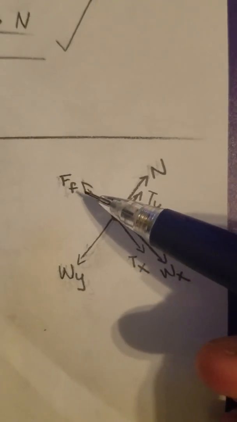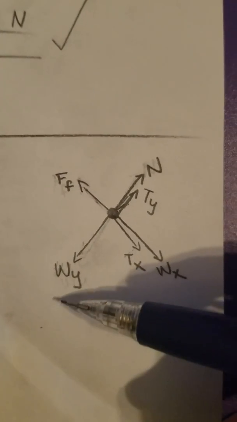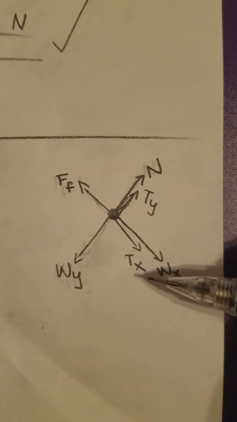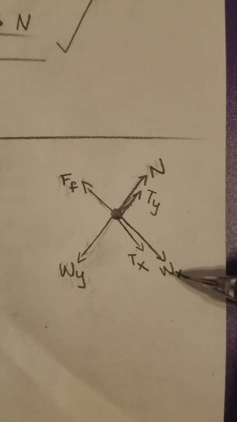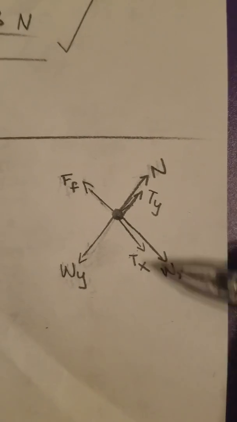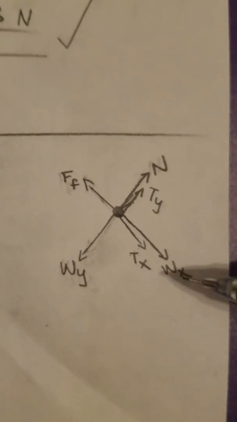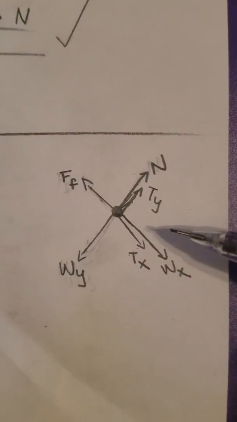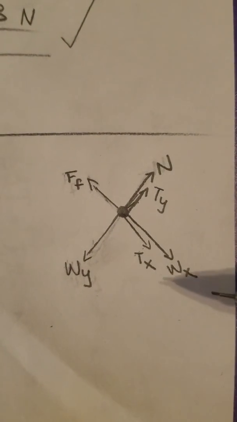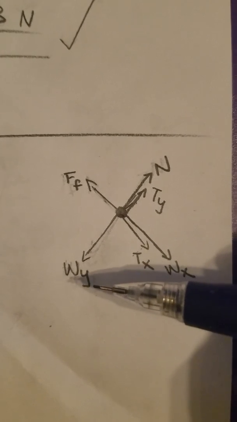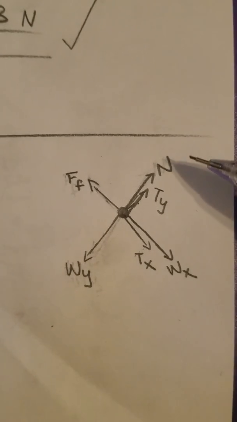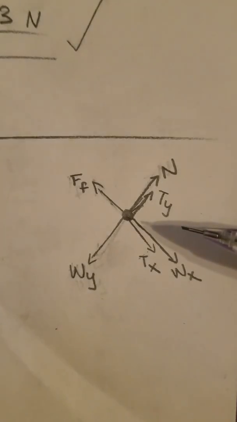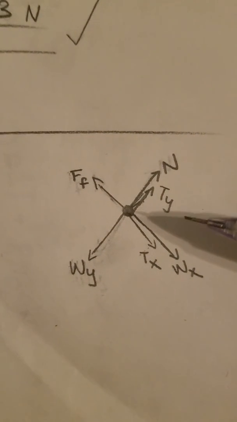We have our frictional force again, normal force, and what we see here is that the x components of both tension and weight are acting in the direction opposite from the frictional force. So these two forces, or components of the forces, are making the child move down the slide. And we see that the y component of the weight is opposite to the normal force and the y component of the tension.